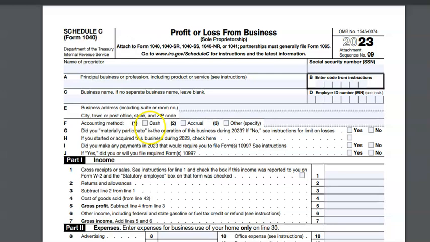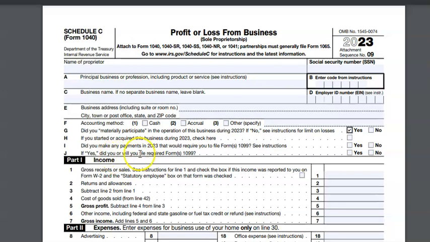Accounting method. Most people will be cash. Some might have the option to be accrual. I've always chosen the accrual method because I've understood the accounting methods, and I chose the one that best suited me, in my opinion. And so it was always accrual for me. Did you materially participate in the operation of the business as a self-employed individual? That's definitely going to be yes. If you started or acquired the business during 2023, in most cases that doesn't apply to us.